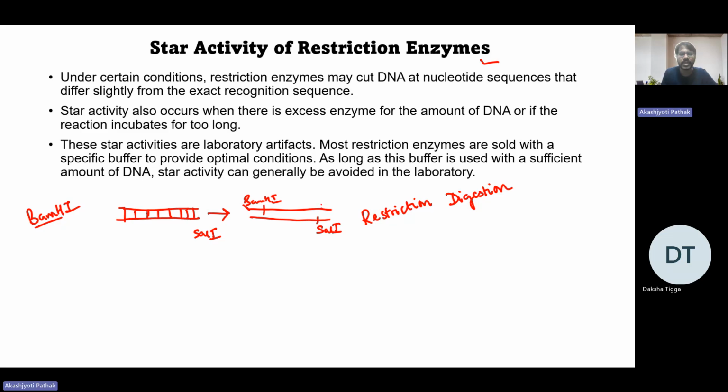Now, we take this amplified DNA product. First we will run a gel and check if the amplification has taken place. We will analyze it by running an agarose gel electrophoresis. And then we take this amplified product and set up a small reaction where we add both these restriction enzymes, BamHI and SalI, we add the buffer, and then we incubate it at a particular temperature.